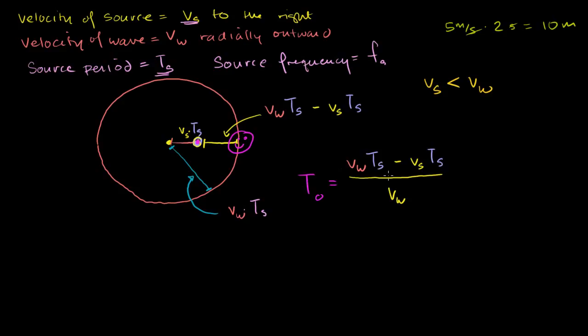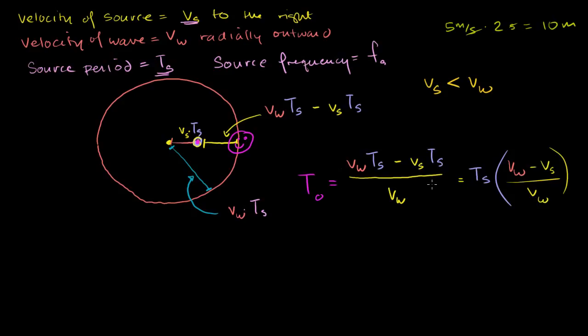Now, if we wanted the frequency, we can manipulate this a little bit. We could factor out the period of the source, t sub s. And so it becomes t sub s times the velocity of the wave minus the velocity of the source, all of that over the velocity of the wave. And so just like that, we've gotten our formula for the observed period for this observer sitting right in the path of this moving object, as a function of the actual period of the wave's source, the wave's velocity, and the velocity of the source.